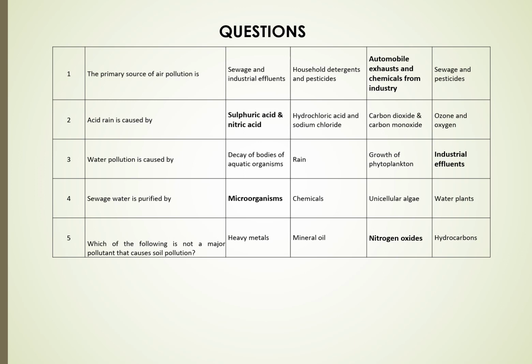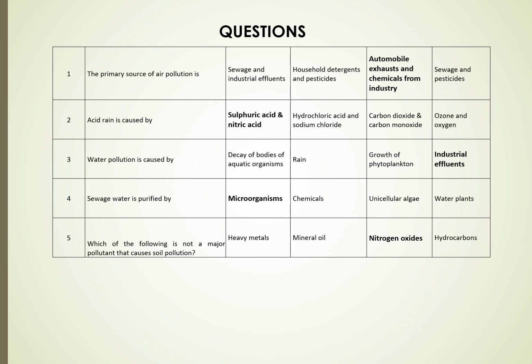Question number 2. Acid rain is caused by: option A, sulfuric acid and nitric acid; option B, hydrochloric acid and sodium chloride; option C, carbon dioxide and carbon monoxide; option D, ozone and oxygen. Option A is the correct answer, that is sulfuric acid and nitric acid.